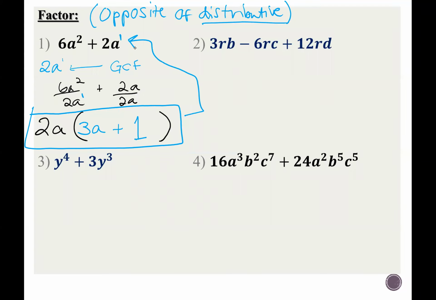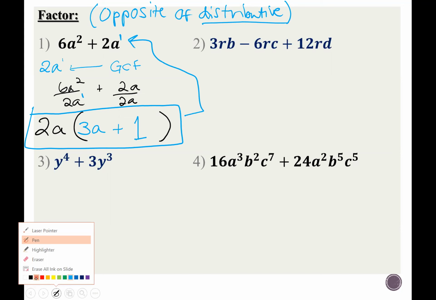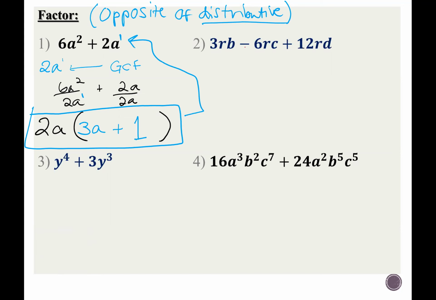Okay, so that was number 1. Let's do another one. Here's number 2. 3rb minus 6rc plus 12rd. So let's look at our numbers first. 3, 6, and 12. Let's find the GCF between those 3. The smallest number is 3. 3 is a factor of 6, and 3 is a factor of 12. So we should be safe saying that 3 is part of our GCF.